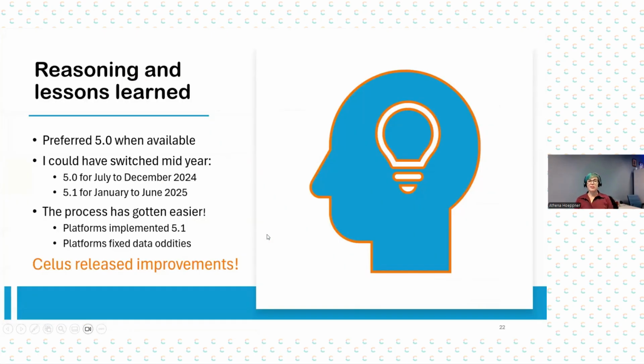So my reasoning for preferring 5.0 when available is that 5.0 was the version that we had been using for the last several years. So I wanted this report to be more similar to the previous reports. I didn't want to have to think yet about how the 5.1 data might have changed some of those numbers. I don't think they did. In retrospect, I went and looked, and there's not really drastic changes for the metrics I'm using in this report.